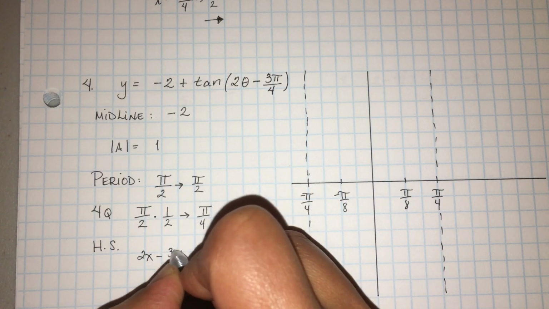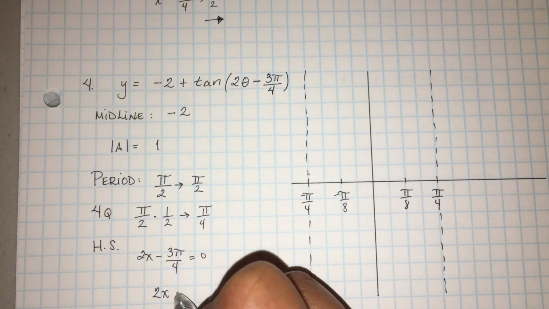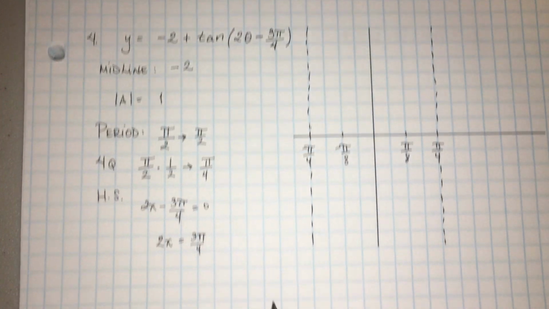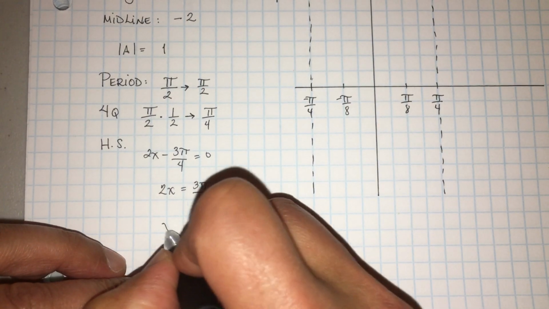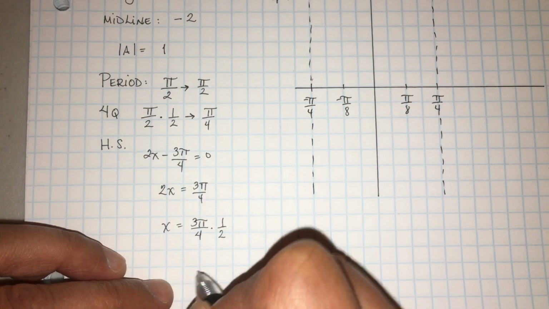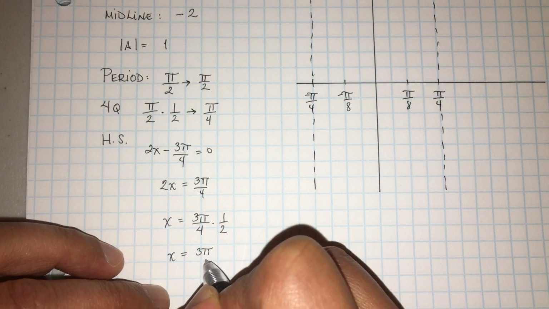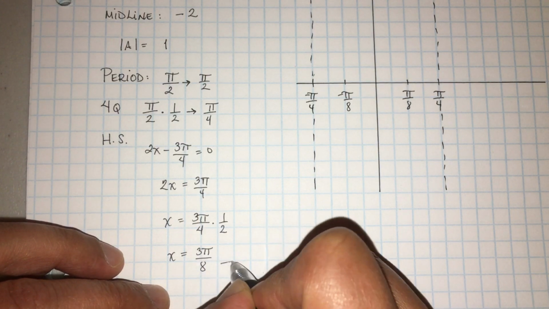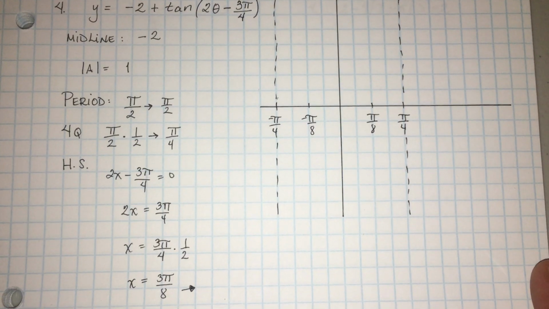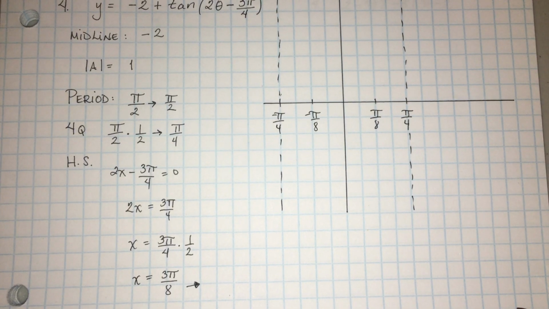2x minus 3 pi over 4. Set that equal to 0. Take the 3 pi over 4 to the right. And all right, now we're going to go ahead and divide by 2. Remember, dividing by 2 is the same thing as multiplying by 1/2. So this actually ends up becoming 3 pi over, what is that, 8? Looks like it's going to be tough. Well, we'll figure it out. All right, 3 pi over 8. And that's not too bad because I see a lot of 8s right here, which is good. All right, so now I can start graphing it.